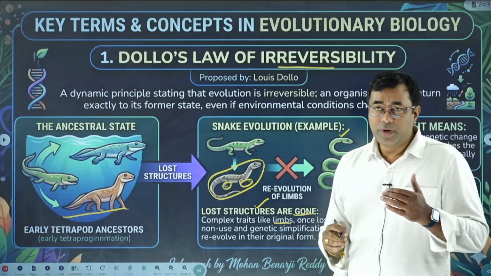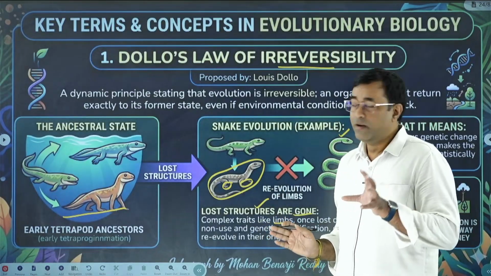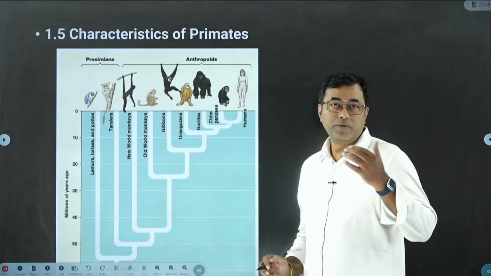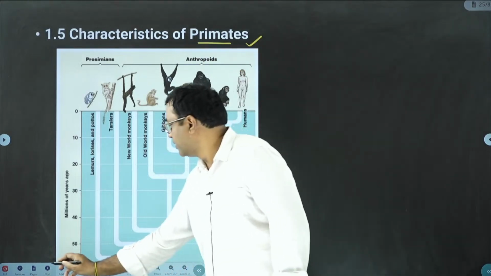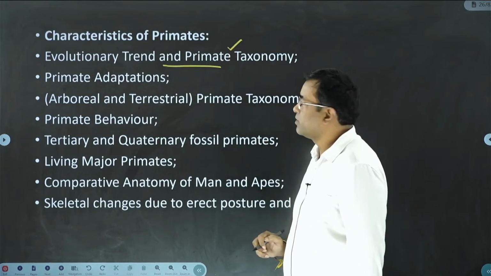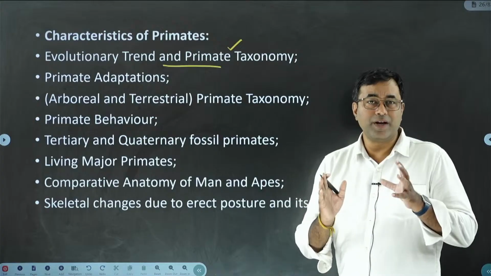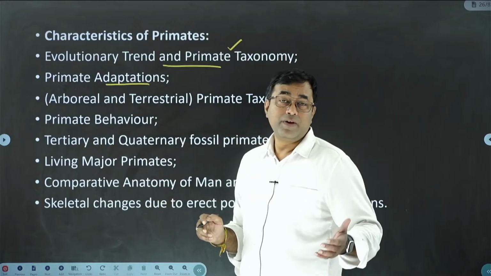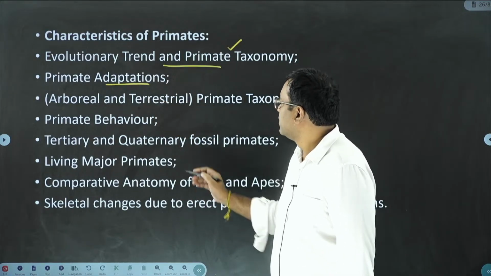You need to understand this concept in a pictographic manner, which will help you understand it in a much better way. That is what I want to explain. At the same time, what are the characteristics of primates? This is chapter 1.5. Here they have given the evolutionary trend of primate taxonomy. Primates are considered ancestors of modern humans; at this juncture, you can remember it like that. Next, how primates adapted to the environmental or ecological conditions of their period. So we will try to understand primate adaptations.